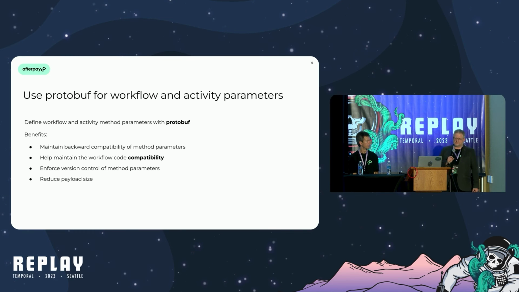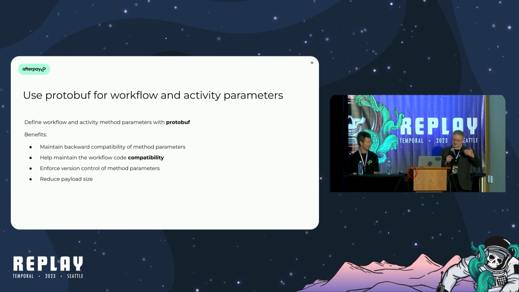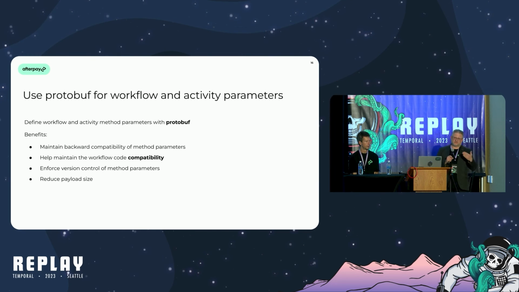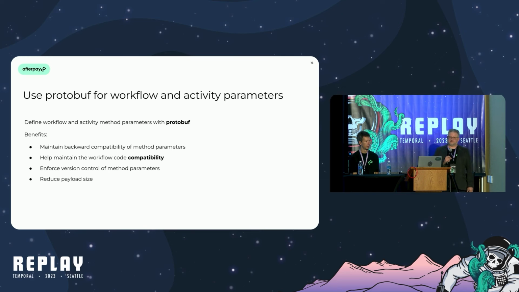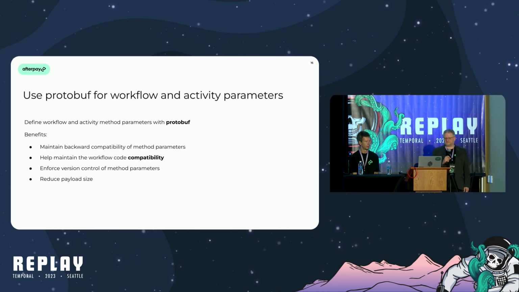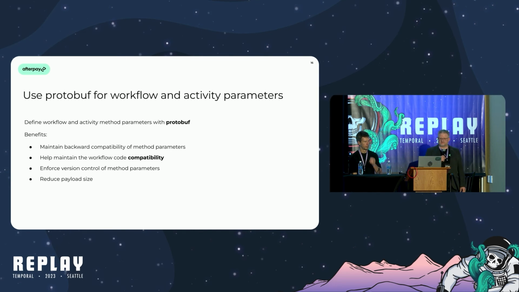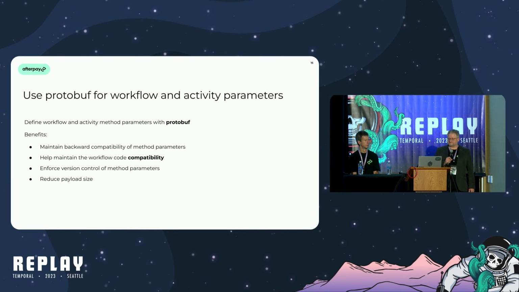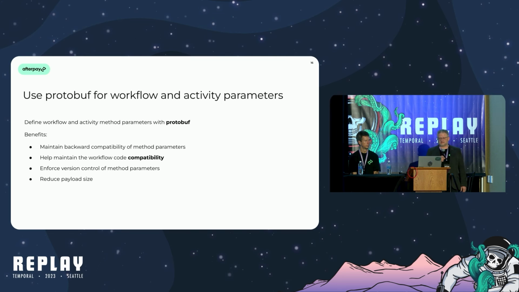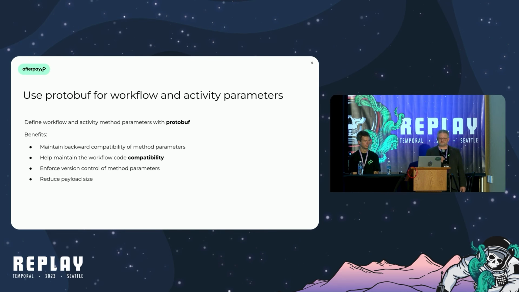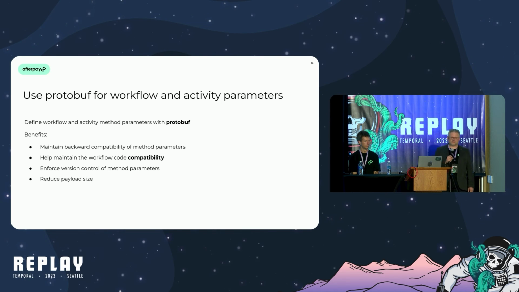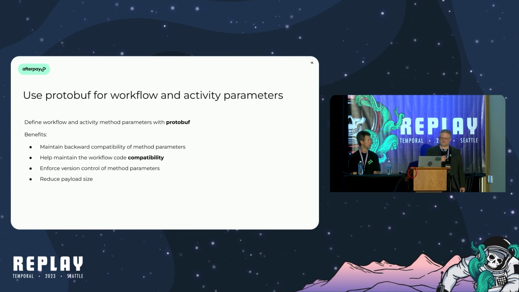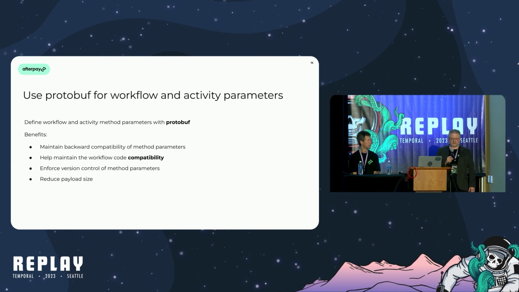That slide that you saw just a few minutes earlier with an example of activity interface, all those parameters there are actually our Protobuf definitions. It helps with high availability by maintaining backward compatibility of parameters. It helps maintain the compatible workflow code. It enforces version control on parameters, and it also reduces payload size because it's binary.